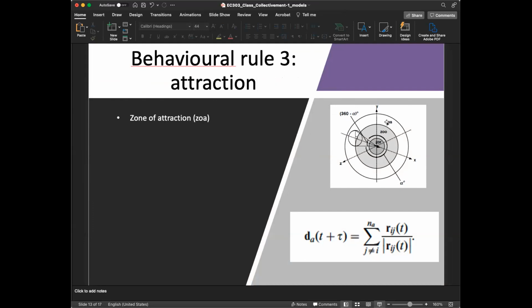What this means is, if there are individuals who are beyond ZOO but are less than some maximum radius ZOA, in this third annular ring, the focal individual will be attracted towards those individuals. That is given by this expression. Of course, for any focal individual, there will be individuals in some of these zones.